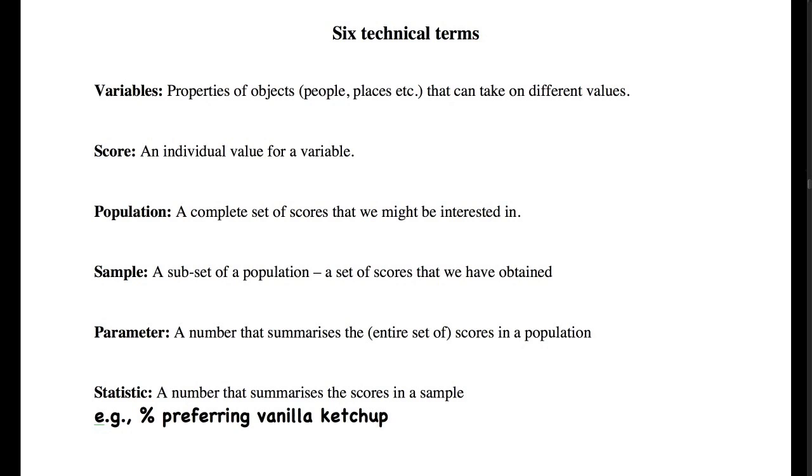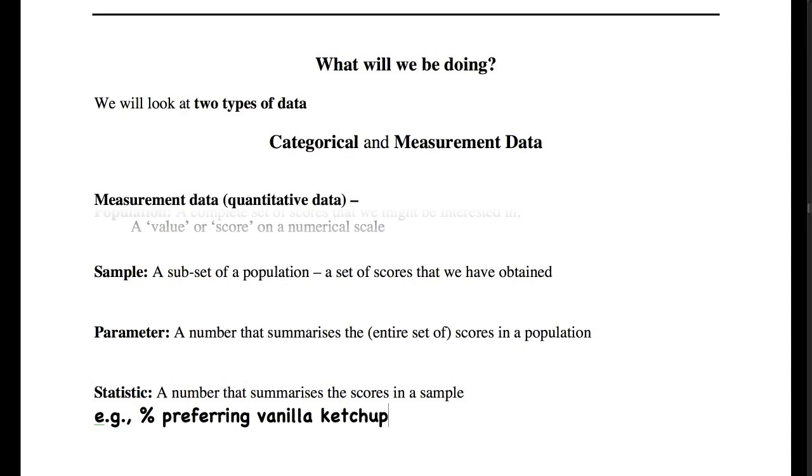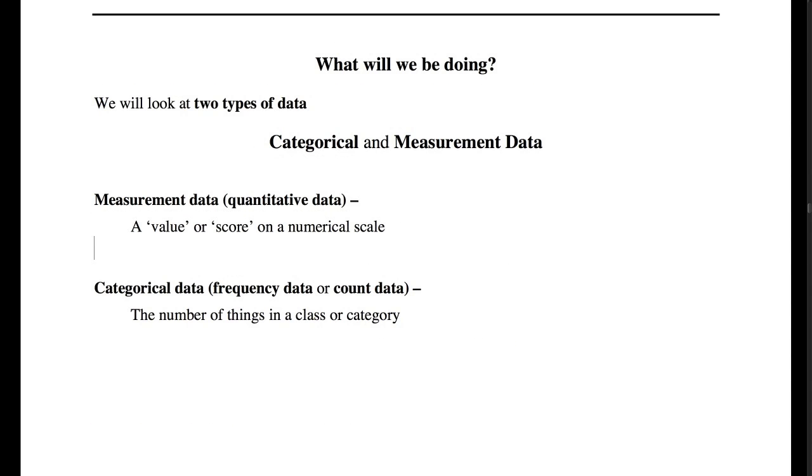Another example of a statistic that we had is the average self-esteem change score in each of those groups. It summarizes the scores in a sample. So these 6 definitions, they'll be important throughout the year. So what I want to do for the next few minutes is concentrate in a little bit of detail on that second question for this lecture. What is it that we'll be doing in this module?